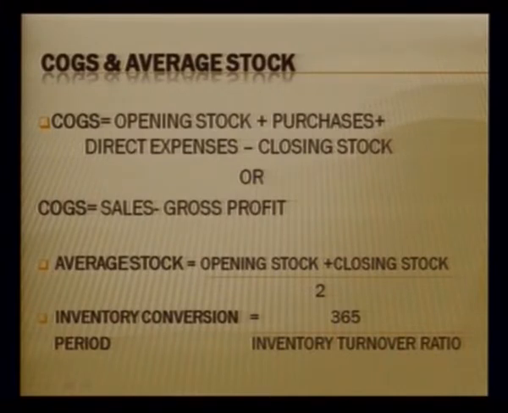If the opening and closing stock both are given, then we simply add them and divide it by 2. Absolutely. That's one way of getting it. On the other hand, if only one stock is given, which is basically the closing stock, then that closing stock itself becomes the average stock.